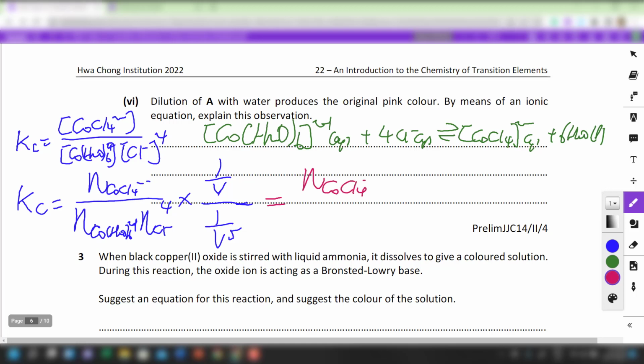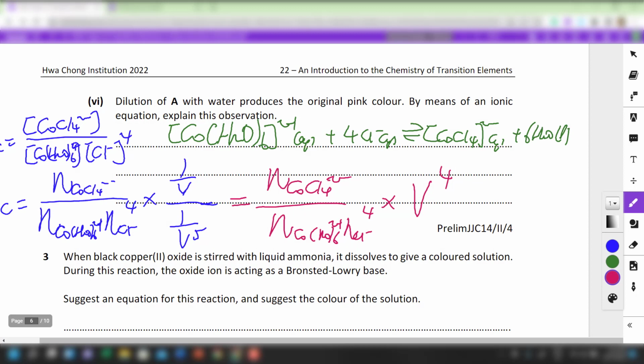So for the complex, divide by the number of moles of [Co(H2O)6]2+ times [Cl-] to the power of 4, multiplied by V to the power of 4. If you have V to the power of 4 over here, what happens when you add water? When H2O is added, the volume increases. So when the volume increases, Qc will be bigger than Kc.